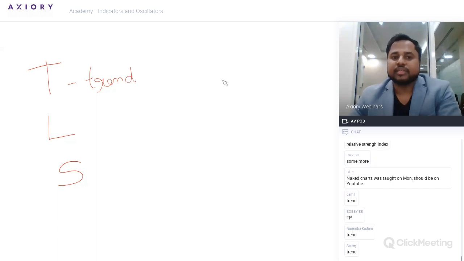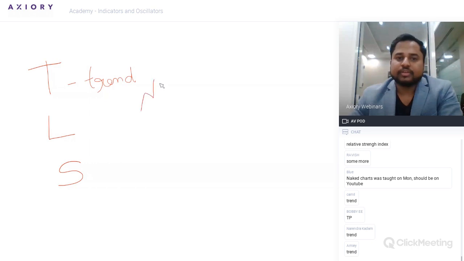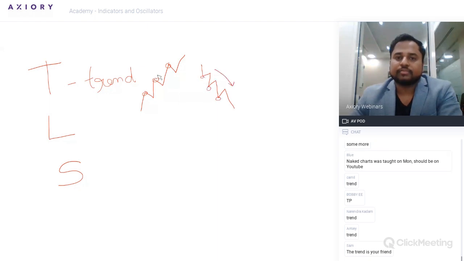So how do we identify the trend here? We learned in previous classes, right? If the highs are above the previous highs, we can say trend is going up. If the lows are below the previous lows, trend is going down, right? That is a naked chart.